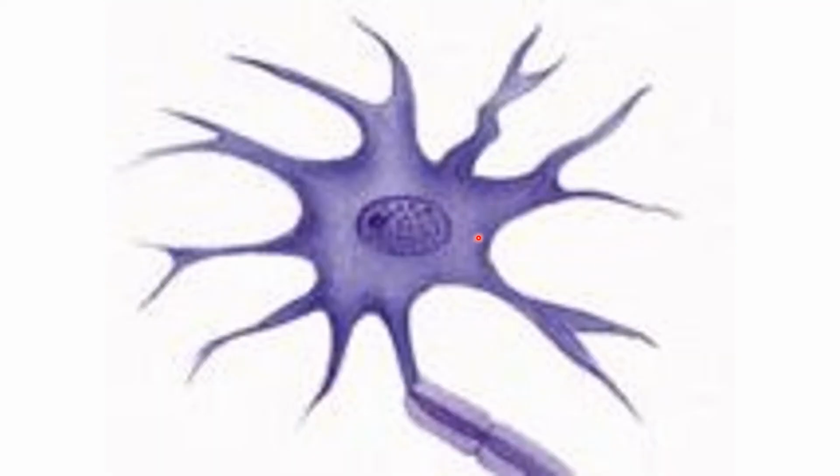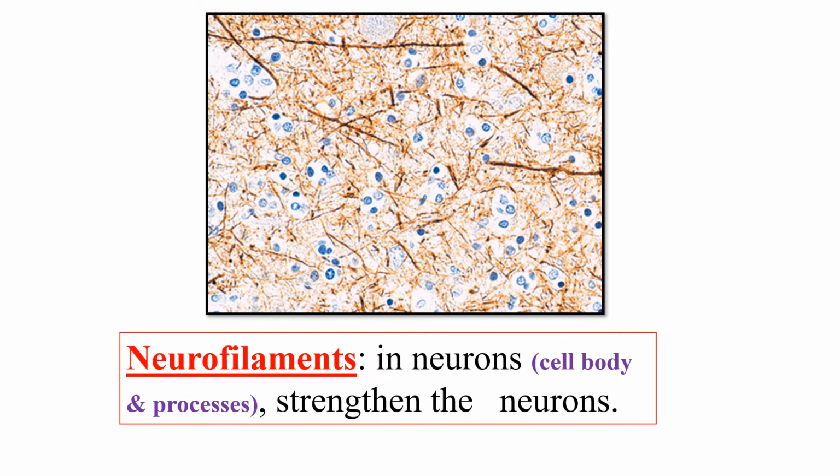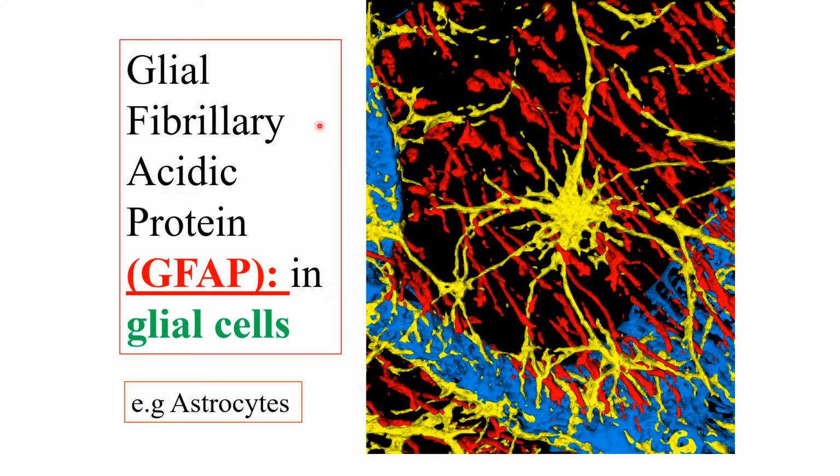The neurofibril is important for supporting the processes of the neurons, the dendrites and the axon. It is present in the cell body and the process for strengthening the neuron. Glial fibrillary acidic protein, GFAP, is present in the glial cells.